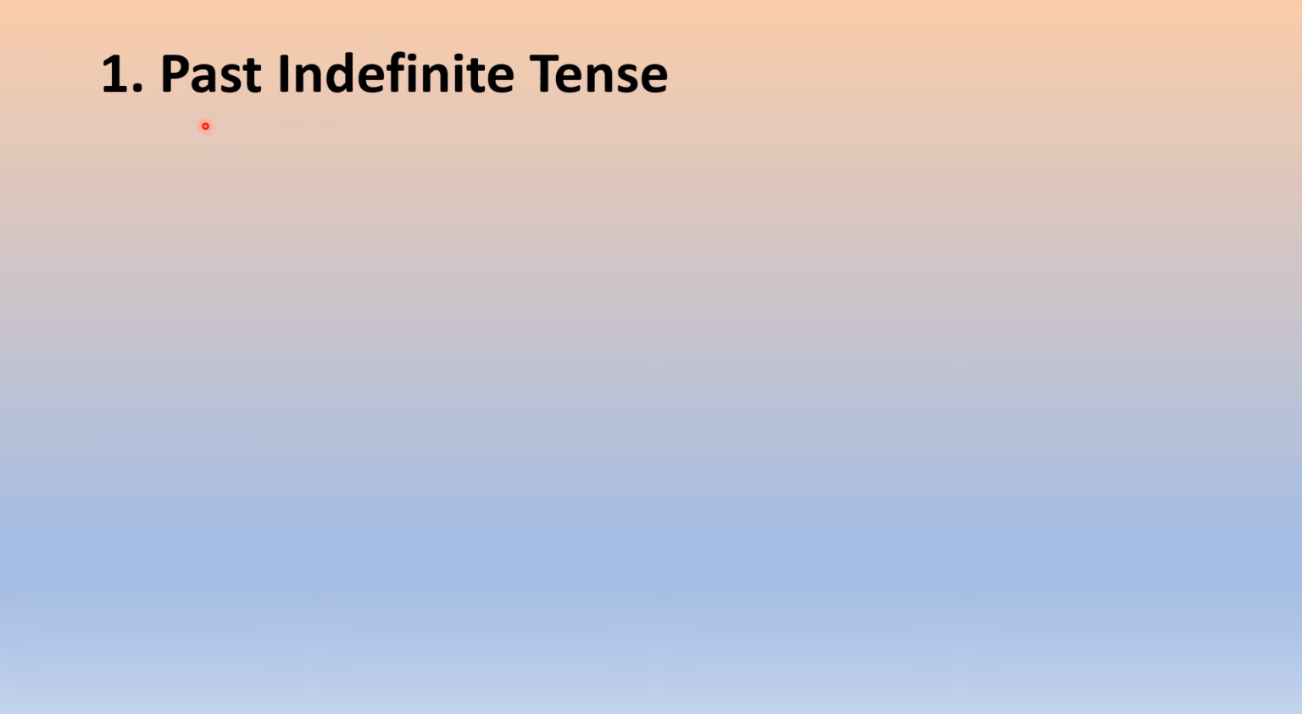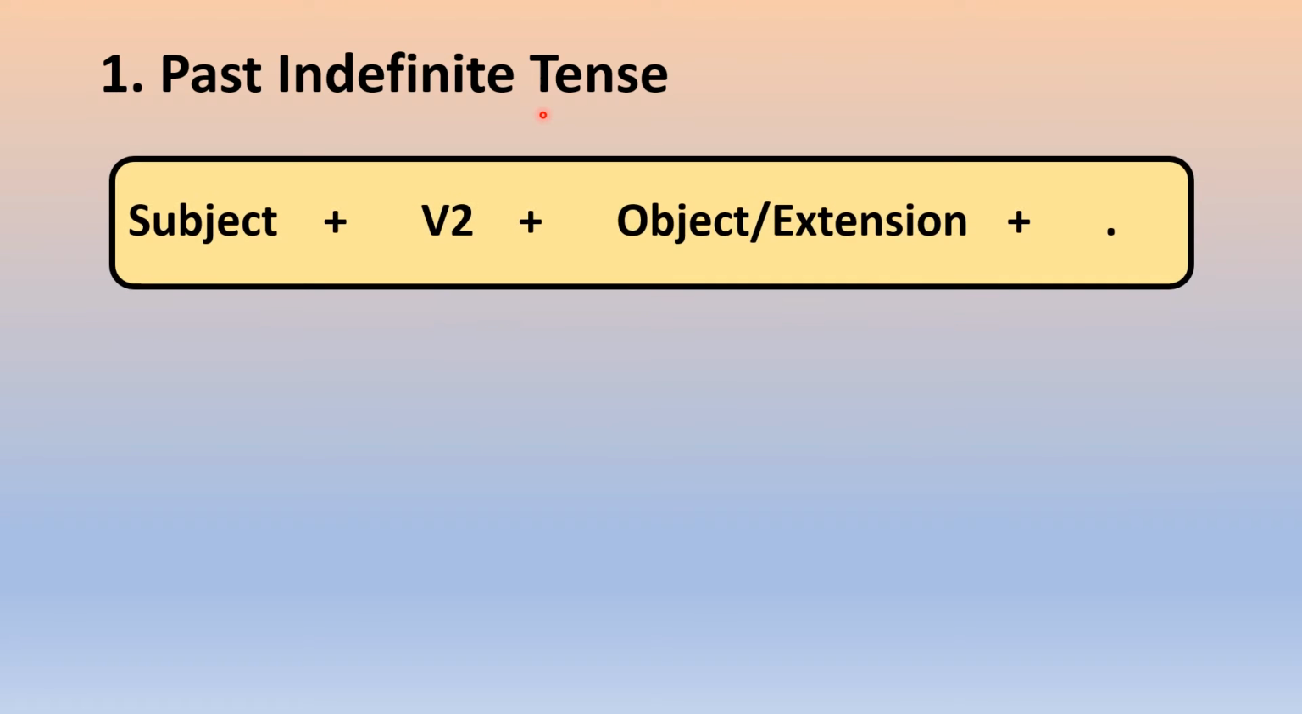Let's talk about the first main aspect of past tense, which is past indefinite tense. It is also known as simple past tense. And here is the formula for writing a correct affirmative sentence of past indefinite tense. First, a subject is written. It may be singular or plural or a noun. Then you write a second form of verb in your past indefinite affirmative sentence. After that, we write object or extension along with the full stop.